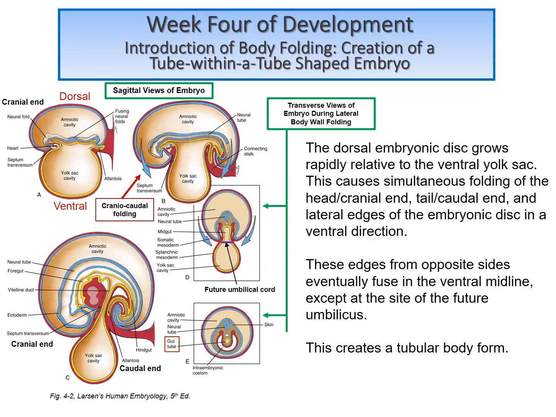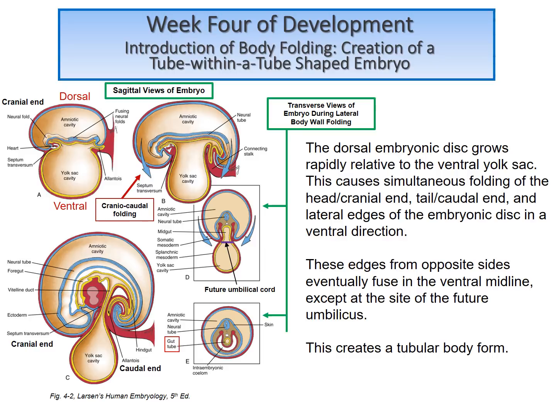Rapid growth of the dorsal embryonic disc and amnion during week 4, relative to the yolk sac, causes the head end, tail end, and lateral edges of the disc to fold or bend in a ventral direction. These edges from opposite sides will eventually fuse in the ventral midline, except at the site of the future umbilicus. This creates a tubular body form with an outer tube representing the external surface of the embryo, enclosing an inner tube represented by the gut tube or primitive gastrointestinal tract.